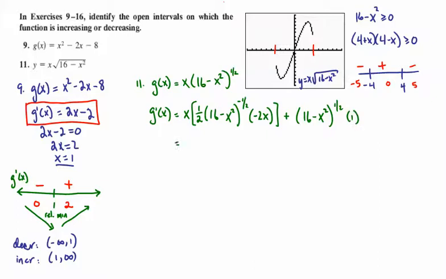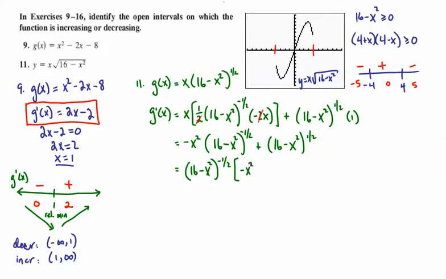Now we're going to simplify. Simplifying, this 2 will cancel with that 2, and we'll end up with negative x squared times the quantity 16 minus x squared to the -1/2 plus 16 minus x squared to the +1/2. Now, in order to solve this for 0, we're going to need to factor out the least common multiple, which is always the smallest of those, 16 minus x squared to the -1/2, and that leaves negative x squared plus 16 minus x squared.